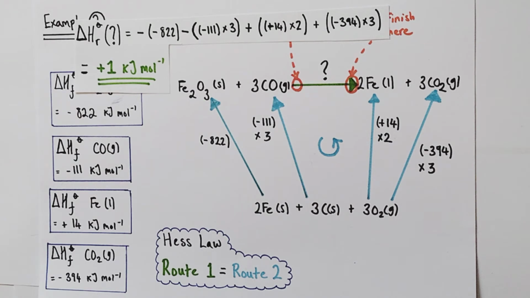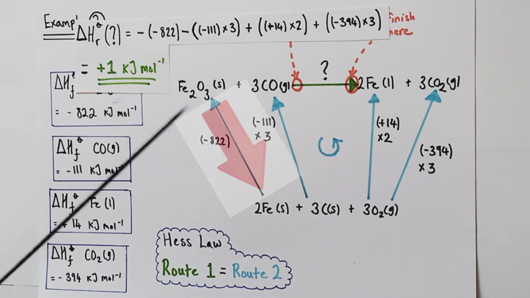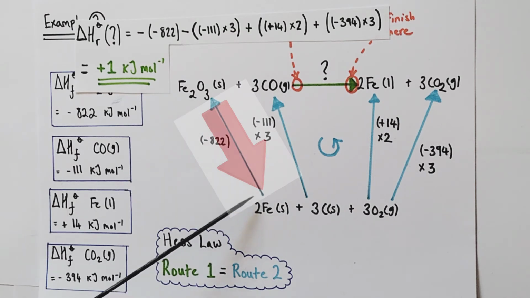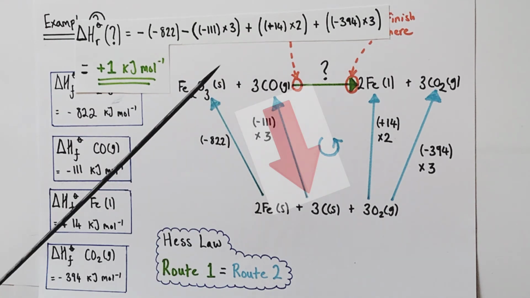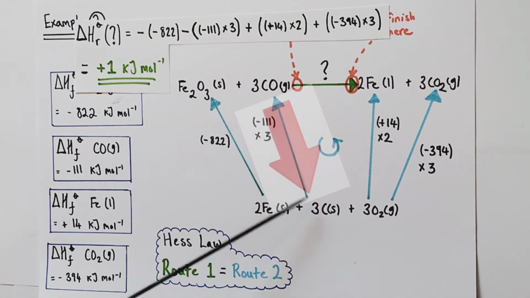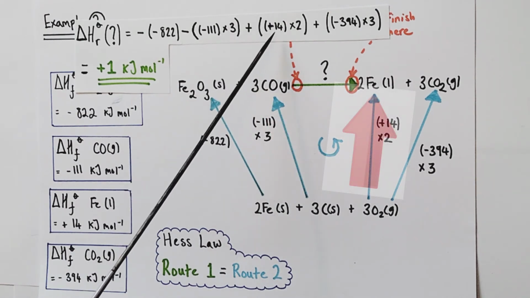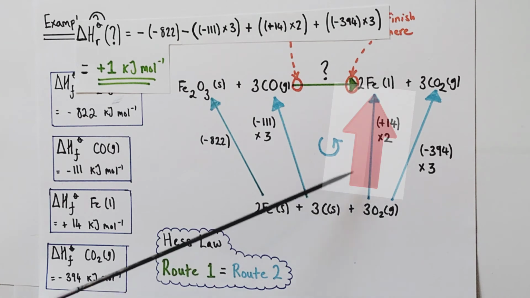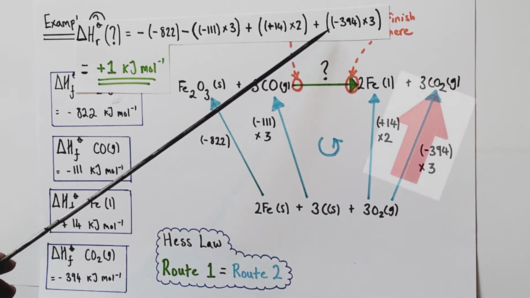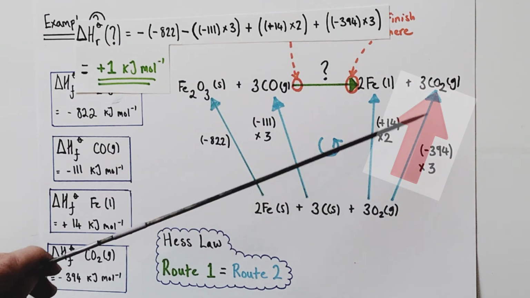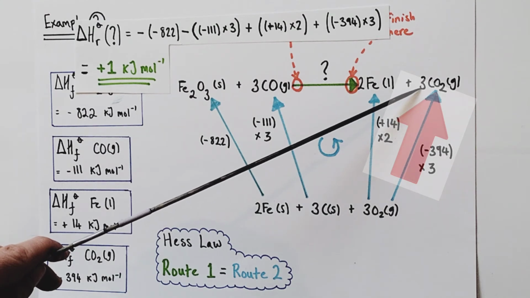And what has appeared now is a summary of that working. Minus 822, because we're doing the opposite energetics of the enthalpy of formation of iron oxide, minus 111 times 3, doing the opposite of the energetics of the enthalpy change of formation of carbon monoxide multiplied by 3, plus 14 times 2, going with the energetics of the enthalpy change of formation of 2 moles of liquid iron, and plus minus 394 times 3, going with the direction of arrow for the enthalpy change of formation of 3 moles of carbon dioxide.